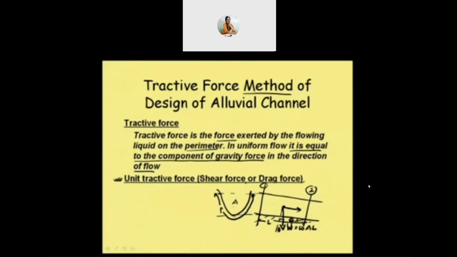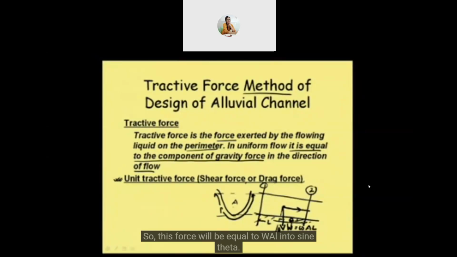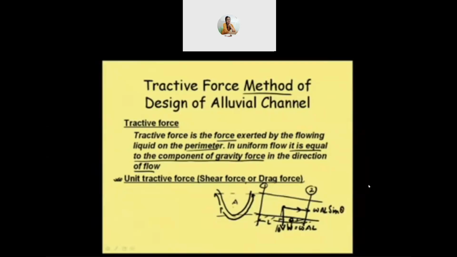Well, so if this is theta and if it is WAL, then this force will be, because the flow movement is in this direction, equal to WAL sine theta. WAL sine theta.